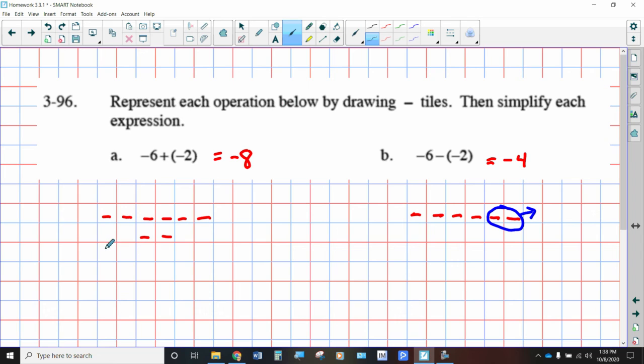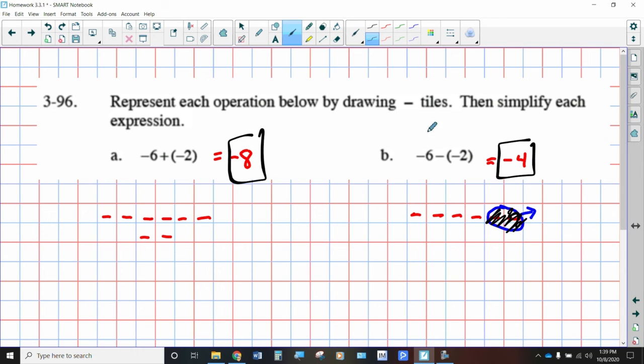All right, I love integer tiles. They just help us understand these integer operations so much. If you take -6 and -2 and add them together, you get no zero pairs. They just get added together for a total of -8. And if you take -6 and you want to take away -2, here are the -6, there go the 2 negatives. What are you left with?